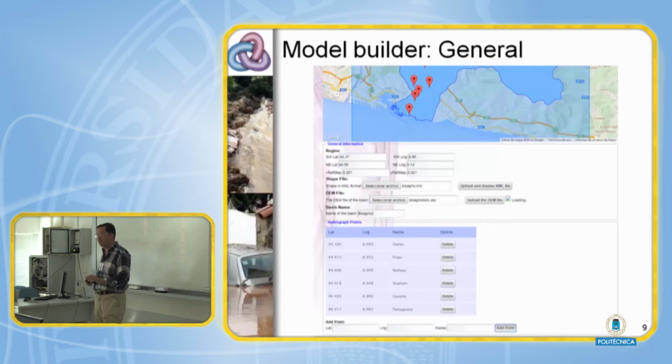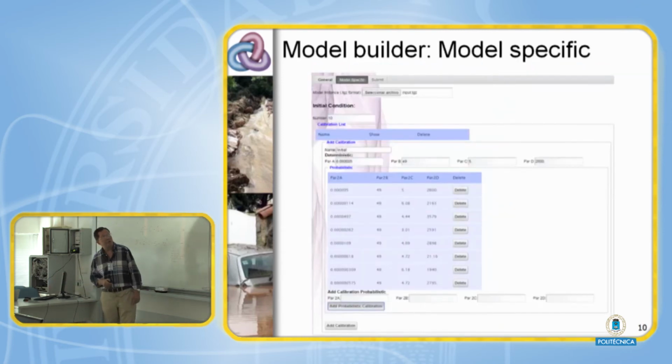Okay, these two slides that I just showed are common to all hydrologic models. All models will have to include the bounding rectangle, the basin boundaries, the digital elevation model, and the hydrograph points. Then there is another section in the model builder to include model-specific data. And in that case, it has been specially configured for RIPS.